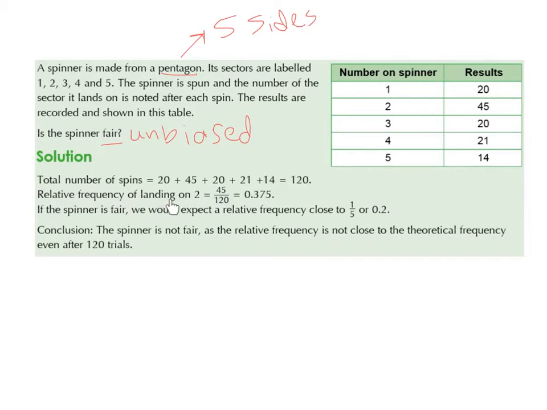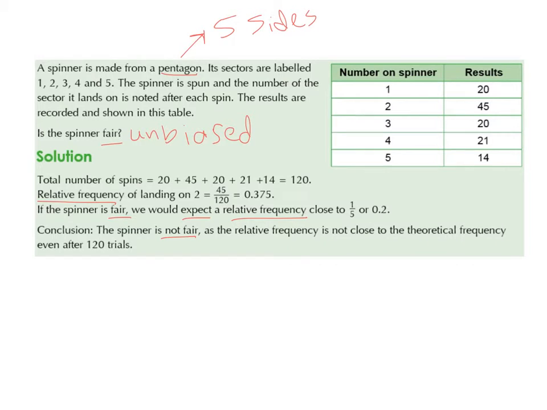The relative frequency of landing on a 2 is 45 over 120, which is going to be 0.375. If the spinner was fair, we would expect a relative frequency of close to a fifth, or 0.2. Conclusion. The spinner is not fair, as the relative frequency is not close to the theoretical frequency even after 120 trials. So basically these numbers should be fairly close together, and they're not.